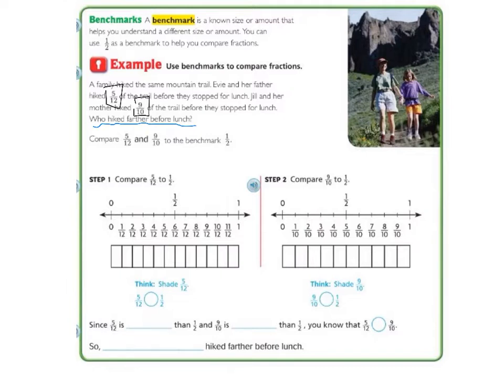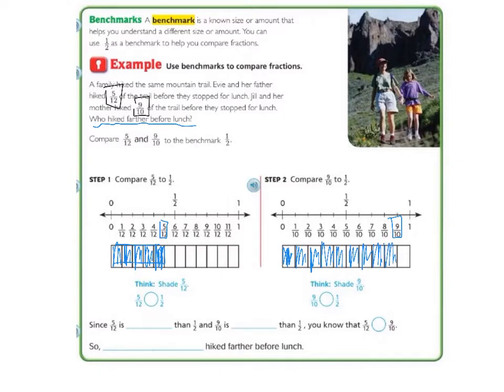So first we're going to do 5/12. You can see we've split our number line here into 12ths. And we want to color in 5 of them to show 5/12. So 5/12 is right here. We have 1, 2, 3, 4, 5. Okay, and then on our other side, we're going to color 9/12. And 9/12 is all the way over here on the right. It's almost one whole. So we're going to color in 9. 1, 2, 3, 4, 5, 6, 7, 8, 9.